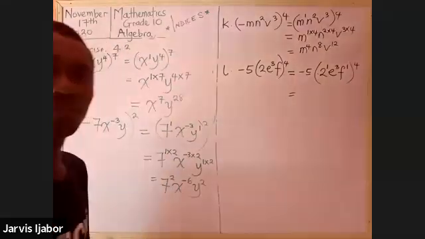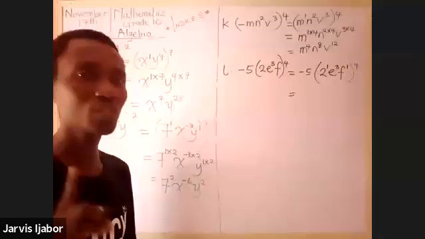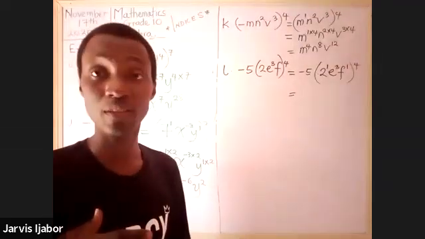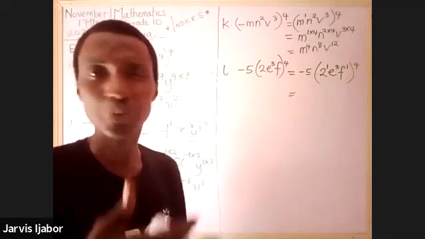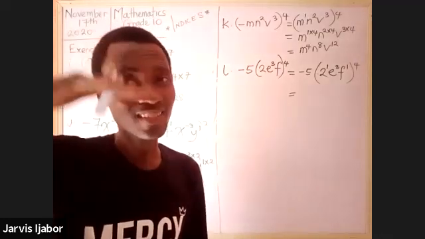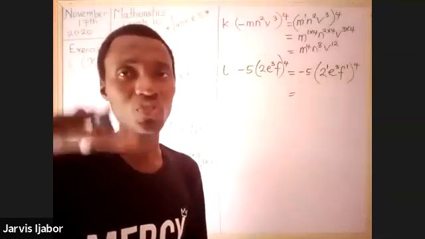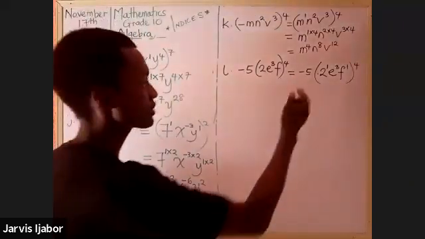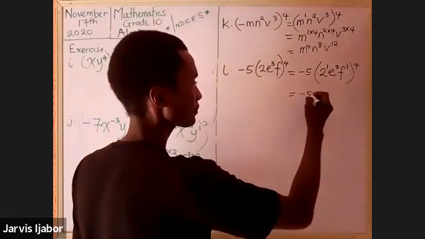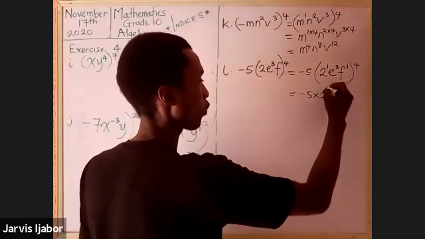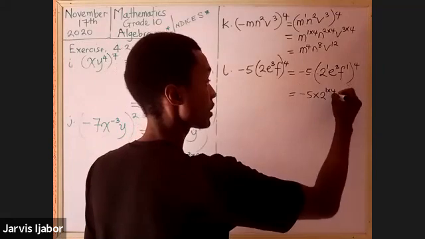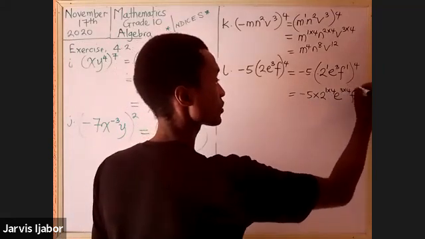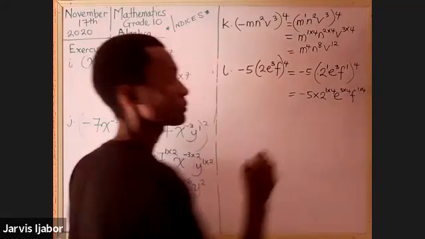Notice that I'm taking the problems step by step. I'm not in a hurry. One thing I notice sometimes when students solve problems is that you're in a hurry. You want to just know. Your brain needs time to see. The more you see the steps, the better you become at solving the problem. So from this, I'm going to have negative 5 times 2 raised to the power of 1 times 4, e raised to the power of 3 times 4, f raised to the power of 1 times 4.